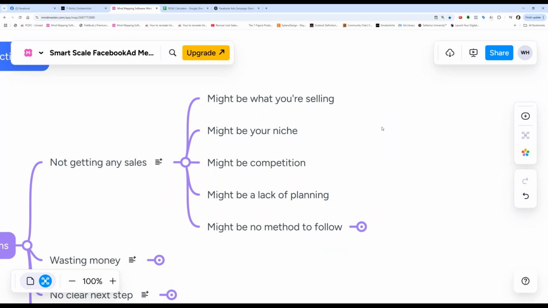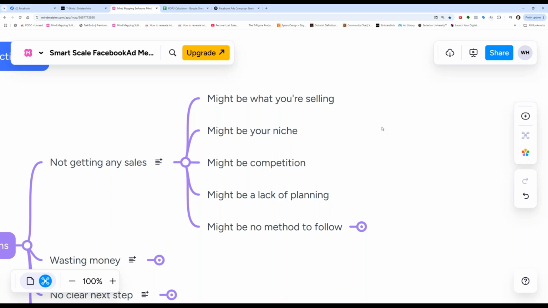But say you're selling T-shirts. Well, then if you're not getting sales and you're selling T-shirts, it's not what you're selling. It might be your niche. Maybe you're in an obscure niche, a niche with no competition. Maybe when you go to the Facebook ads library, you can't find anybody else selling those T-shirts, as an example. That means your niche is the problem.